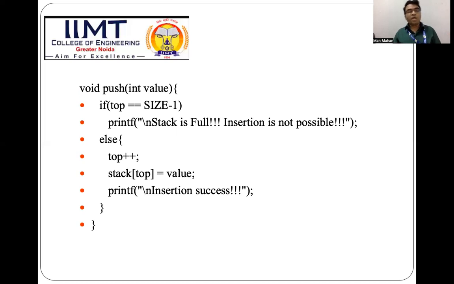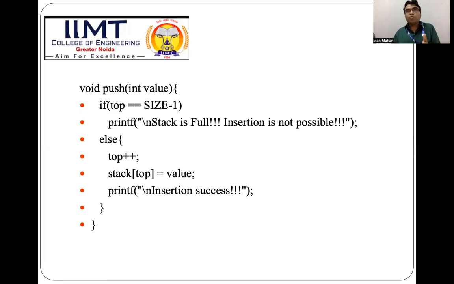In the else part, first of all, we increment the top value. After incrementing, top equal to top plus one is the empty space, and then we insert a particular value. How do we insert? You can see here stack of top equal to value, which means the new value is inserted into the top position. Then we print a message that insertion is successful. Now the insertion process is completed.